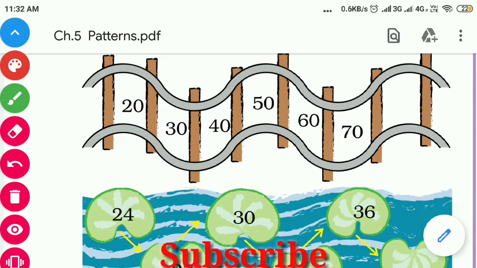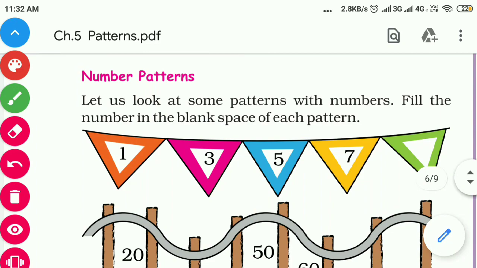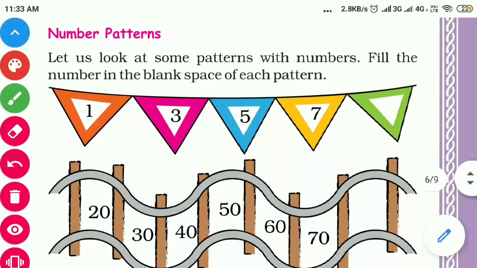Hello children. Now, patterns with numbers.